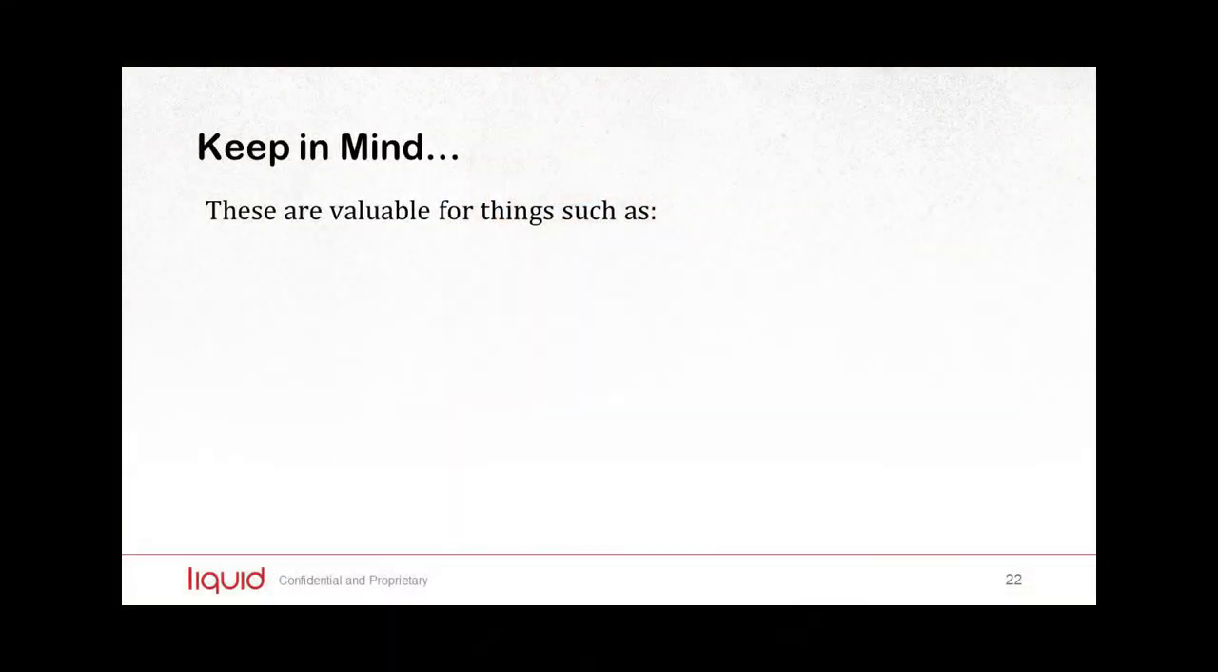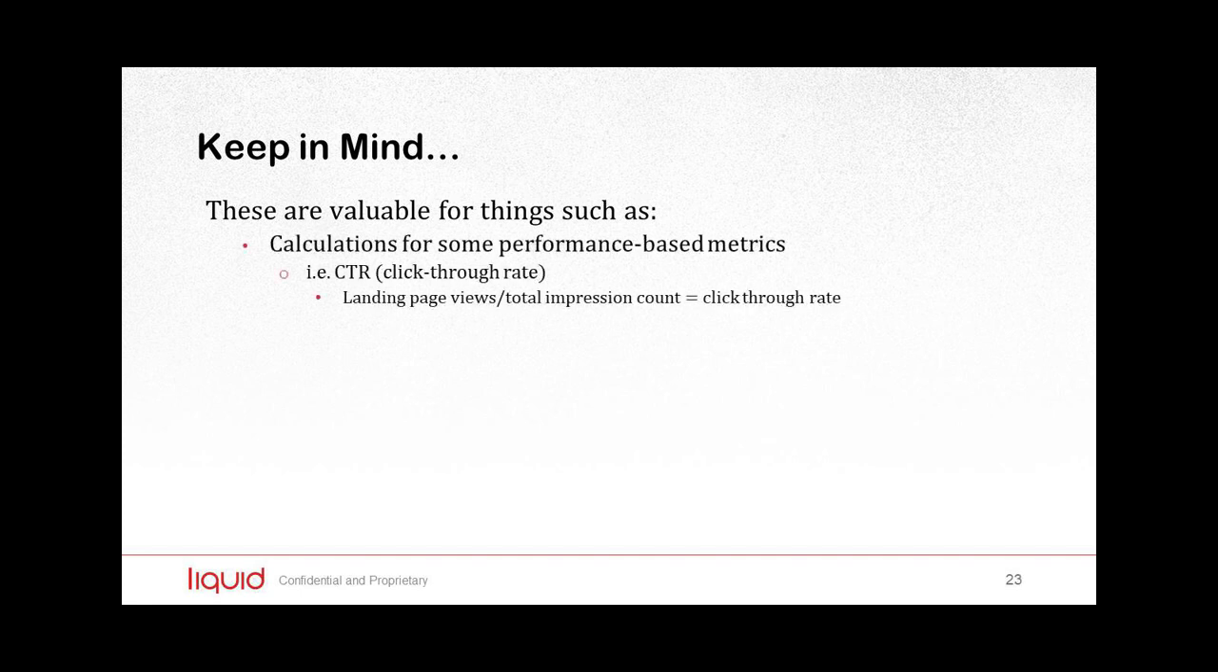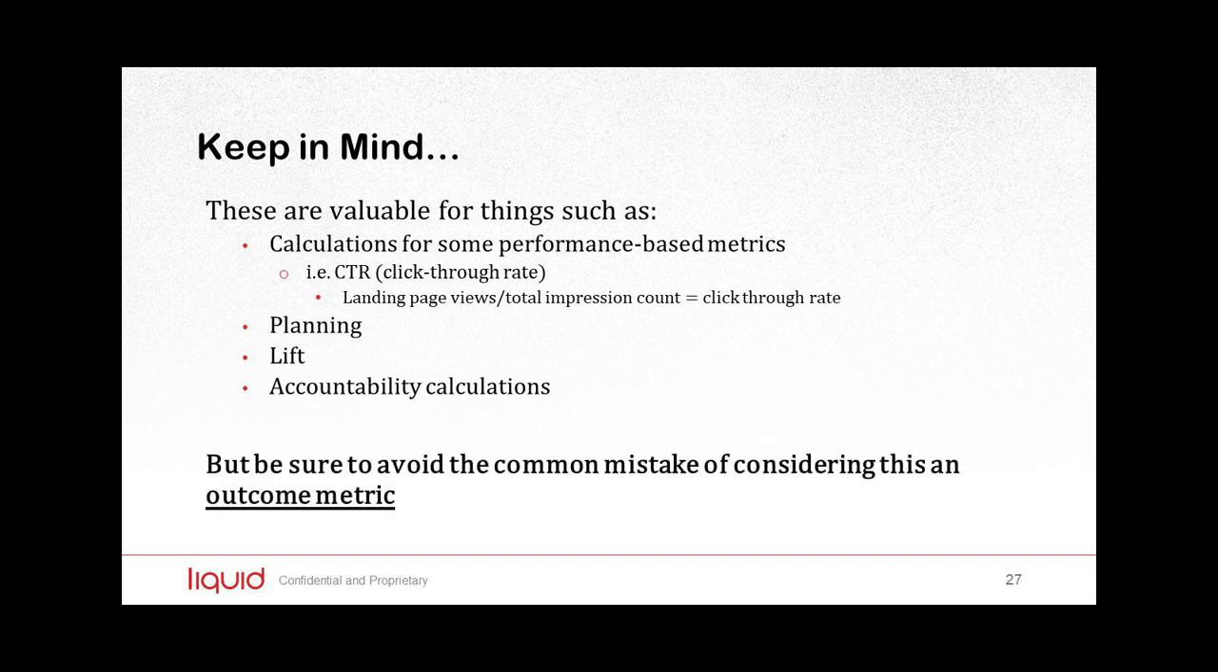When you're working with impressions and reach, some things to keep in mind is these numbers are important for some performance-based measurement like click-through rate. Impressions is important in this case. You can also use impressions and reach for things like planning, understanding lift, and even for some accountability calculations. However, when it comes down to it, you have to try and avoid the common mistake of treating either of these metrics as a final outcome metric.